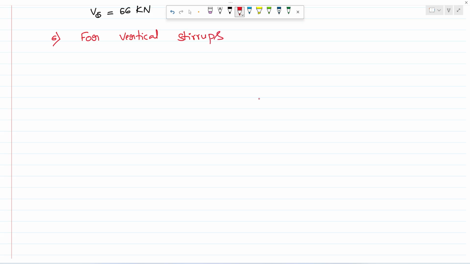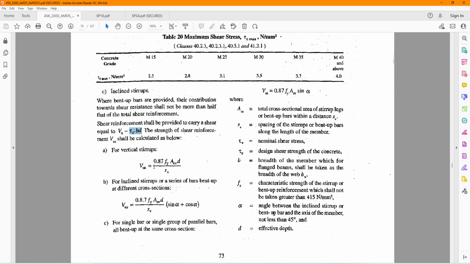Vertical stirrups. Same, you refer IS 456 2000, same class, 40.4, page number 73. You have the formula for vertical stirrups. So Vs equals 0.87 Fy ASV multiplied by D divided by SV.